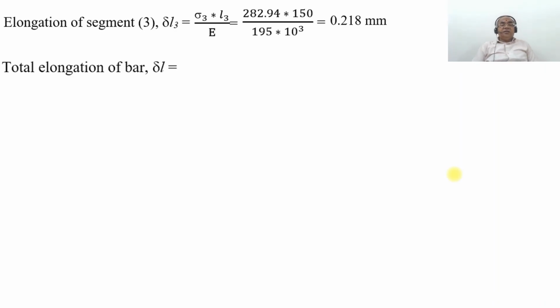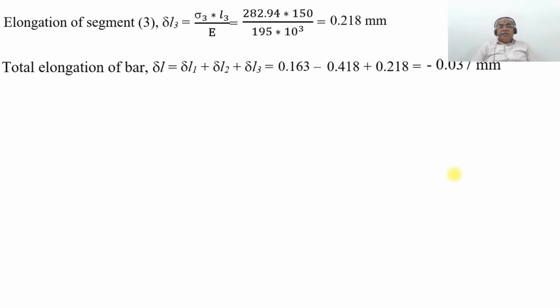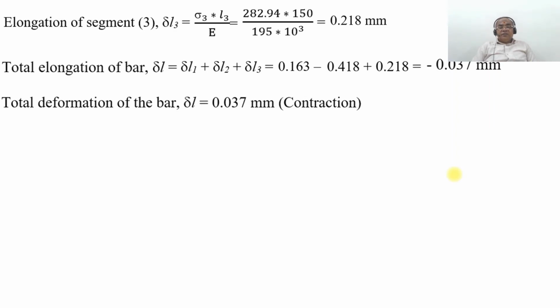Therefore, the total elongation of the bar, delta L, will be equal to delta L1 plus delta L2 plus delta L3. Substituting the value of delta L1, which is 0.163, minus, because the second one is in contraction, 0.418, plus 0.218. On simplification, you will get minus 0.037 mm. So total deformation of the bar delta L is 0.037. Since it is a negative sign, it is a contraction in the bar.